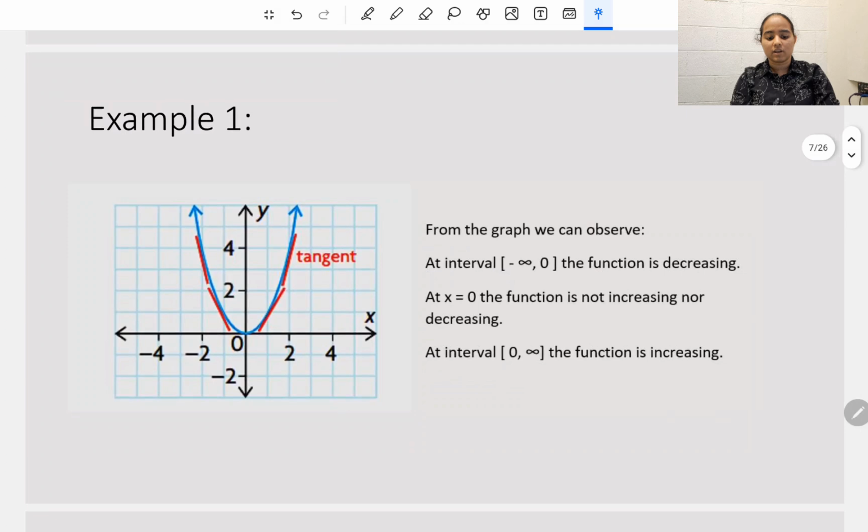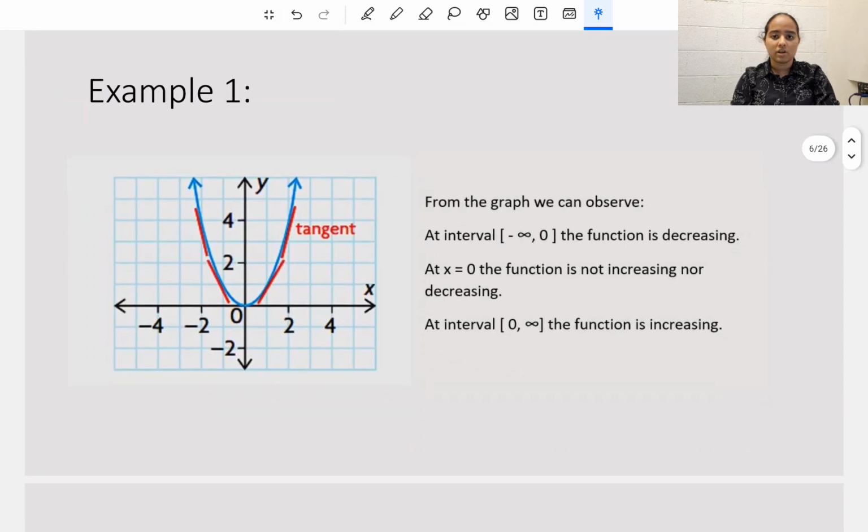This is a great example of how we can use tangents to determine whether a function is increasing or decreasing. If we look over here, this tangent has a negative slope. Therefore, the function is decreasing. And over here, the tangent is also negative. Therefore, the function is also decreasing. However, over here, the tangent is 0. So, at this point, the function is neither increasing nor decreasing.